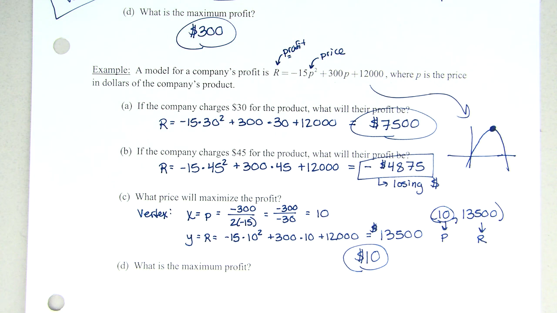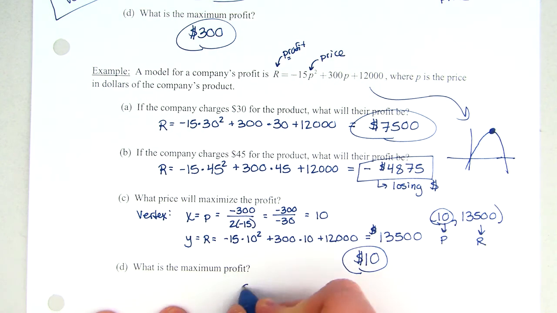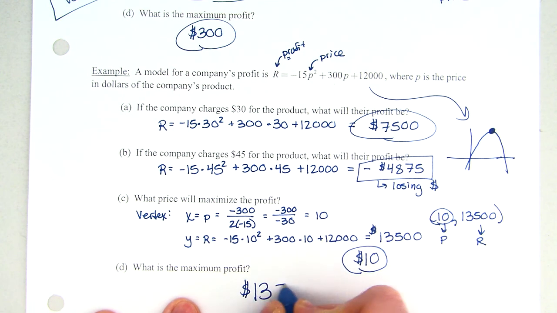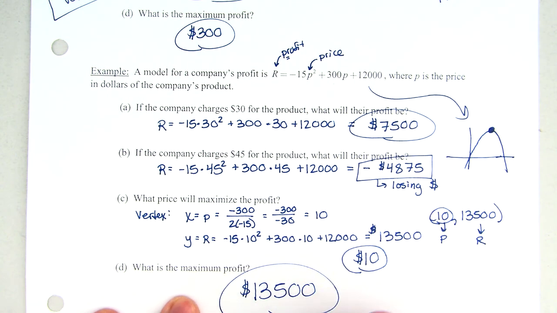What is the maximum profit? Well, the profit coordinate, that's the y-coordinate, your maximum profit, $13,500.